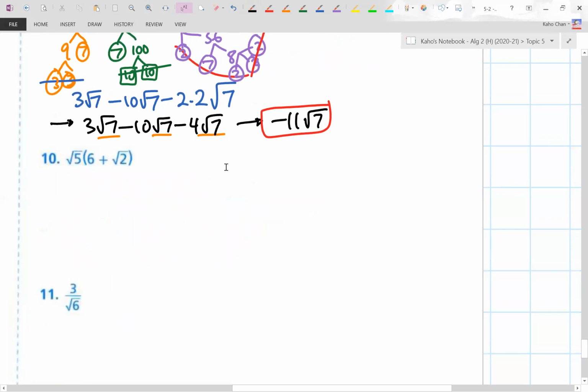Number 10, looks like we need to multiply root 5 to that binomial there. Root 5 times 6, of course, they are not numbers that can be multiplied together. That is simply 6 root 5. Then plus root 5 times root 2 is root 10. And that's it. That was pretty short and fast. Yeah.